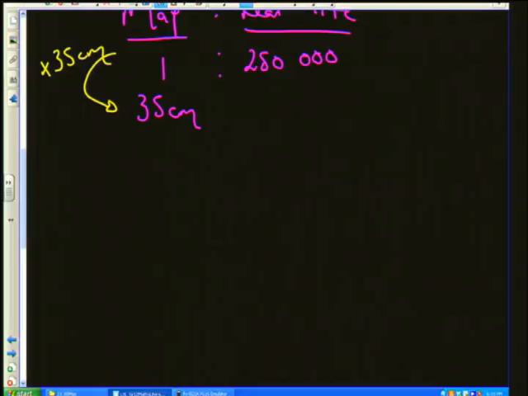Okay, so to get 35, we multiplied by 35 centimeters. We've done something this side, folks. Because we've done something this side, we're now going to do the same thing the other side. So we're going to now multiply by 35 centimeters as well. And when I say we're going to multiply, I mean the calculator's going to multiply.